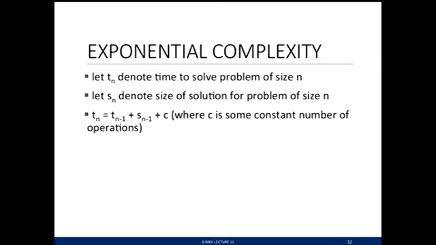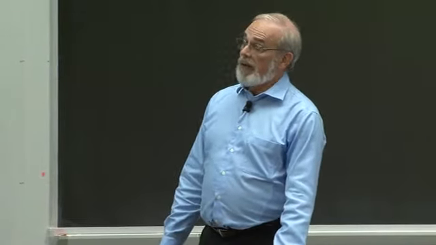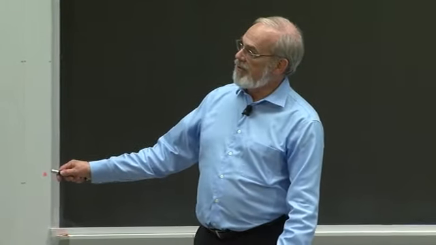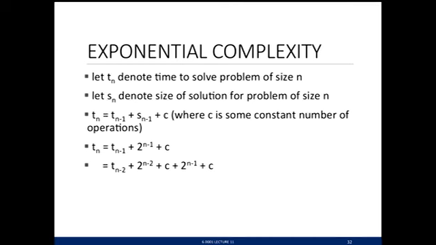So what can I say? There's the relationship, because I know s of n minus 1 is 2 to the n minus 1. There are 2 to the n minus 1 elements inside of that. How do I deal with this? Let's play the same game. What's t sub n minus 1? That's t of n minus 2 plus 2 to the n minus 2 plus c. And I could keep doing this. You can see what the pattern is going to look like.